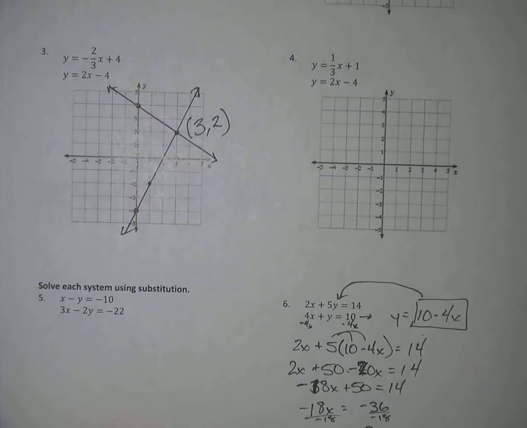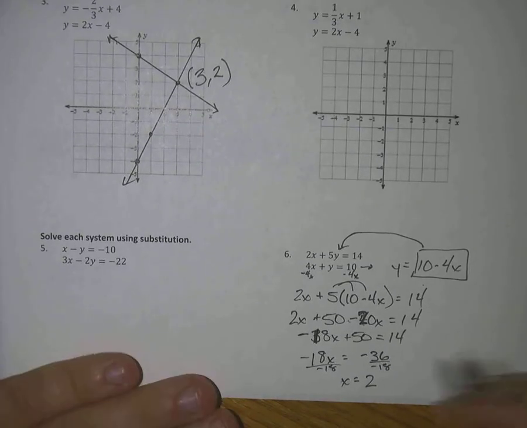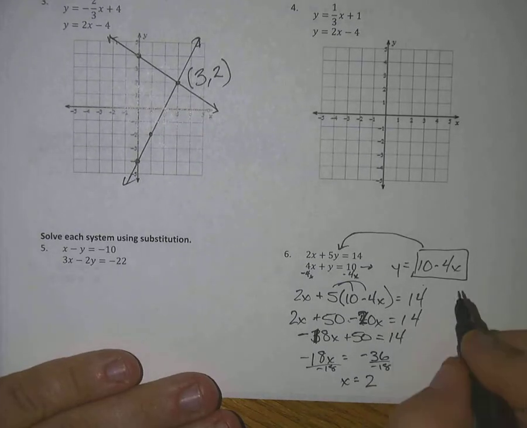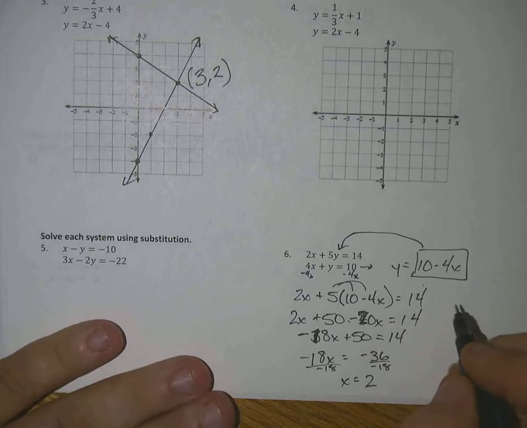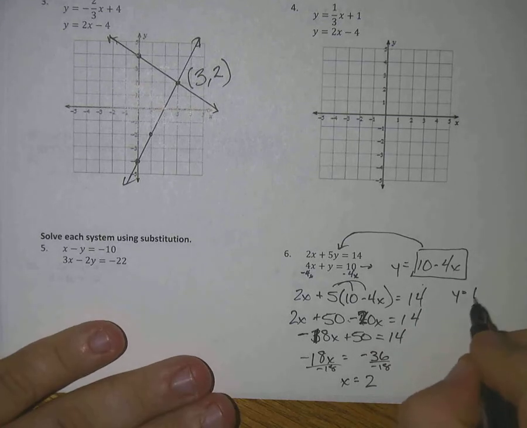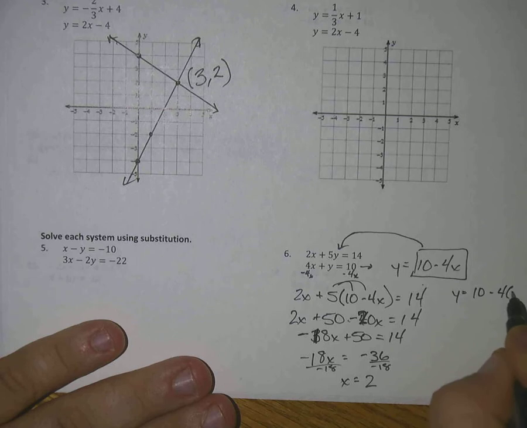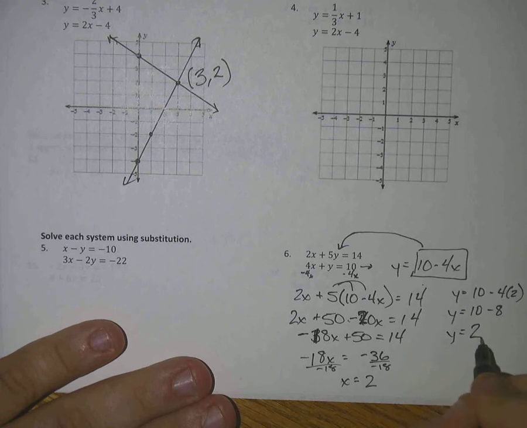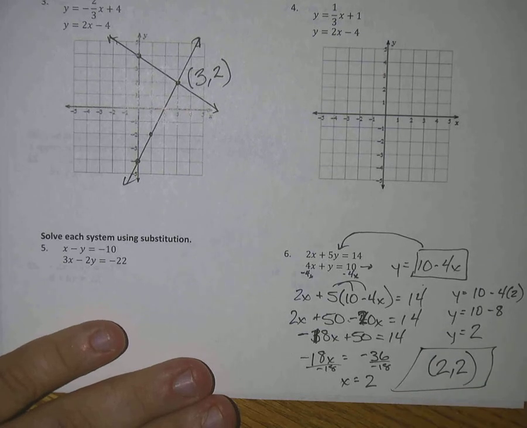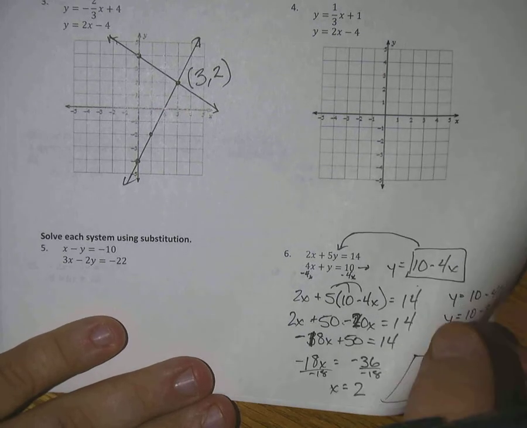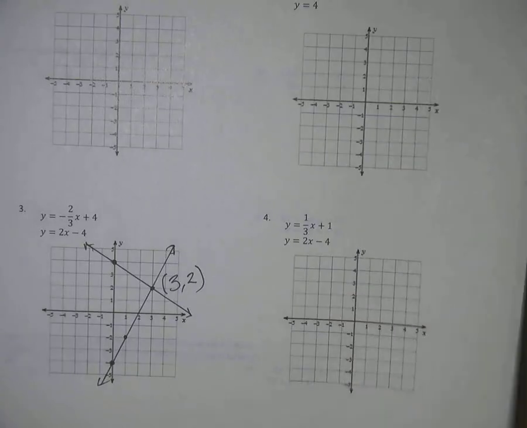Oh, you can't see that. So x is 2. Now I'm going to plug that 2 back in for x in this one. So y equals 10 minus 4 times 2. That's like 10 minus 8. So y equals 2. So our answer is (2, 2). Okay, good job. Let's go ahead and turn the page. Hopefully somebody caught that mistake before I did.